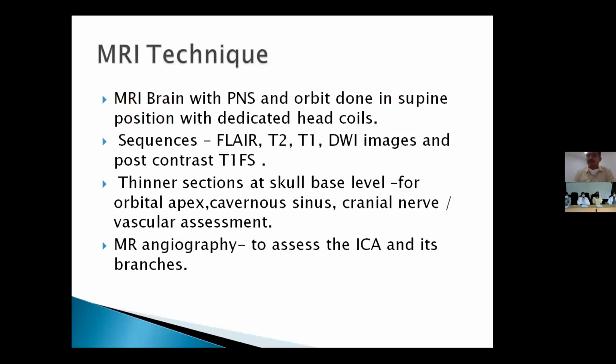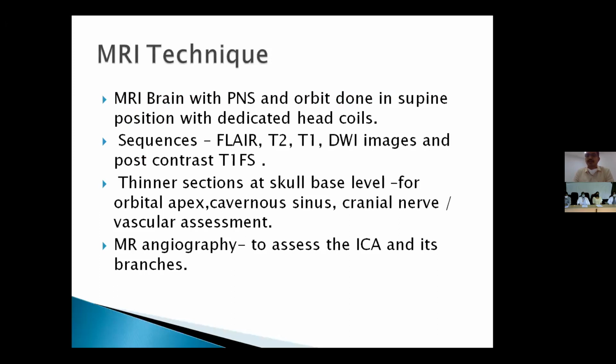So first we will see MRI imaging of fungal mucormycosis. So how to plan the patient for MRI? MRI brain with the PNS and orbit needs to be done in supine position with dedicated head coils. An initial scout T1 weighted sagittal image is taken, which acts as the localizer from which T1, T2, and FLAIR sequences are taken.